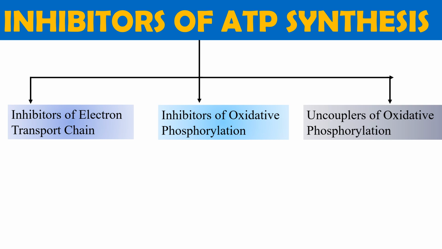Next, inhibitors of the ATP synthesis. So there are three ways to inhibit the ATP synthesis. First is the inhibitors of the electron transport chain. Second is inhibitors of oxidative phosphorylation. And third is uncouplers of oxidative phosphorylation.